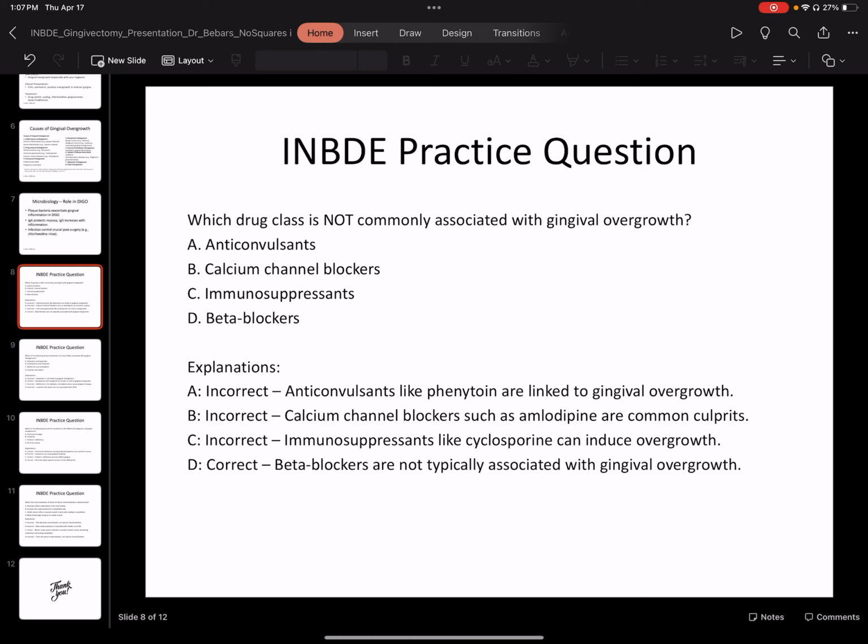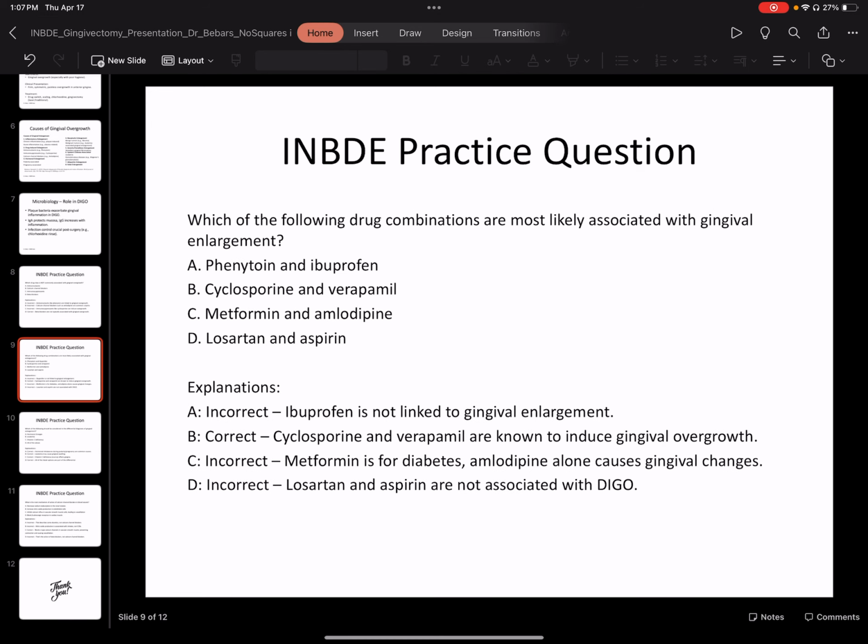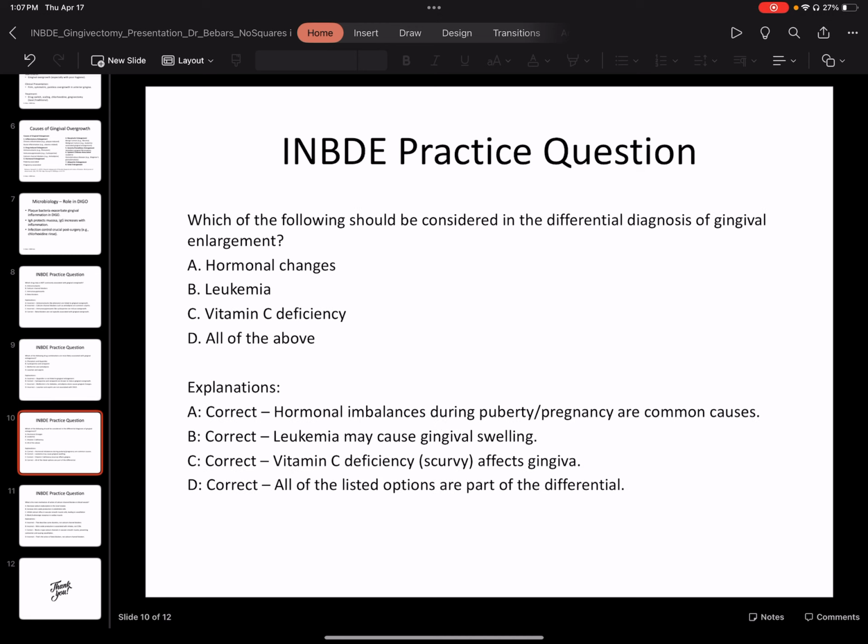Let's move to the next. Which of the following drug combinations are most likely associated with gingival enlargement? Great. Let's move to the next.